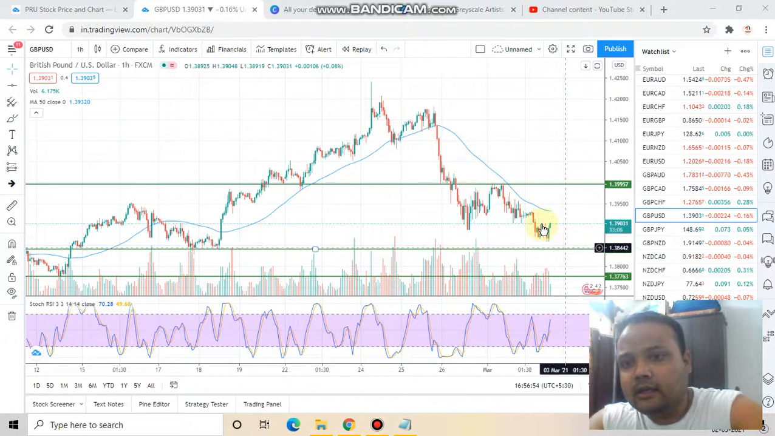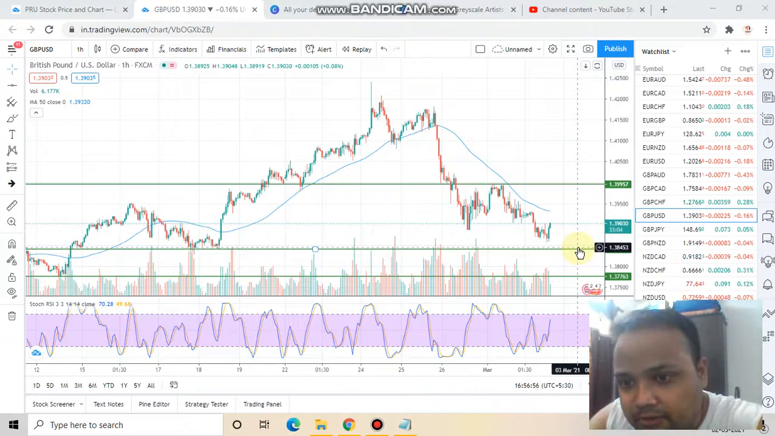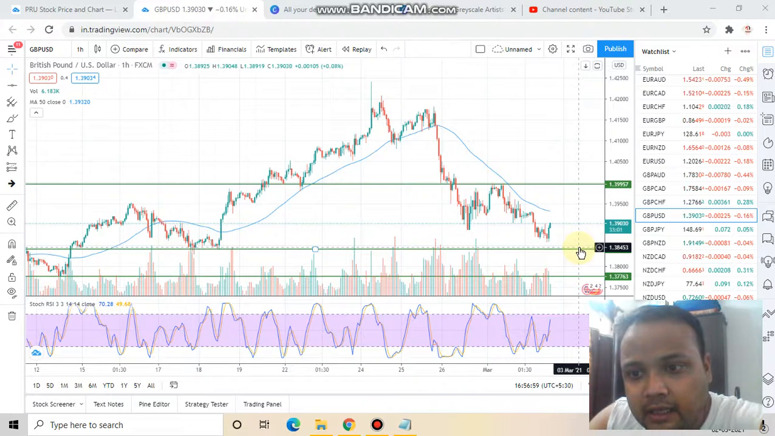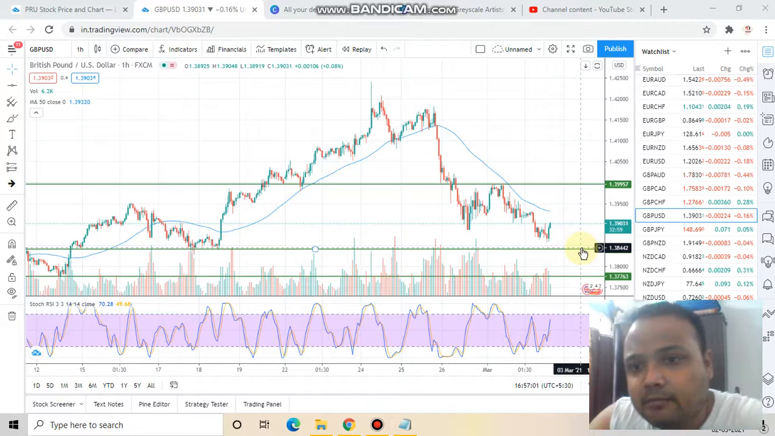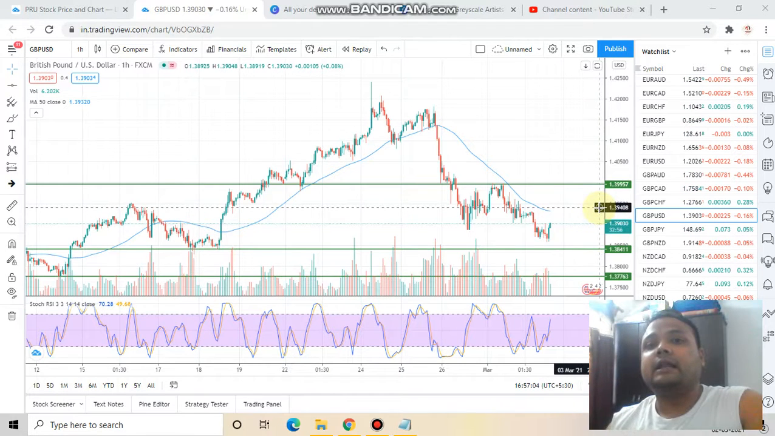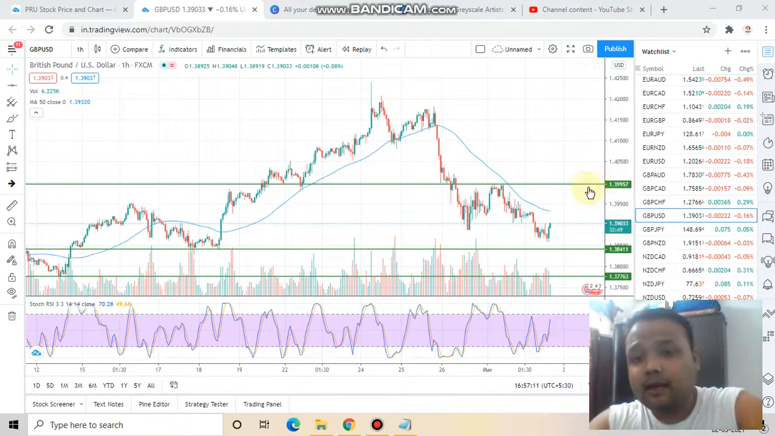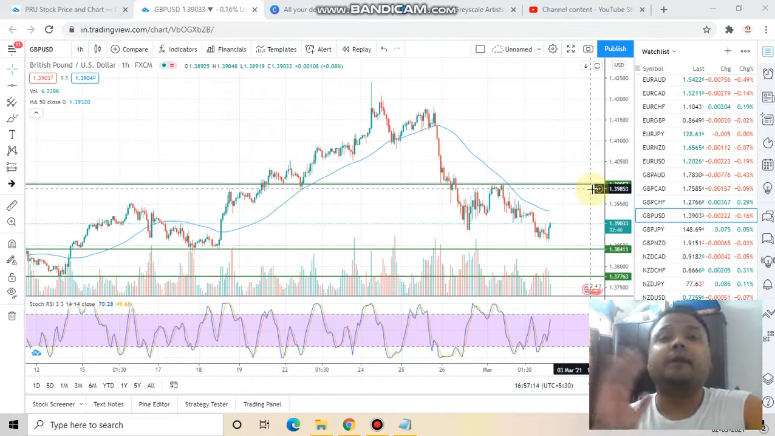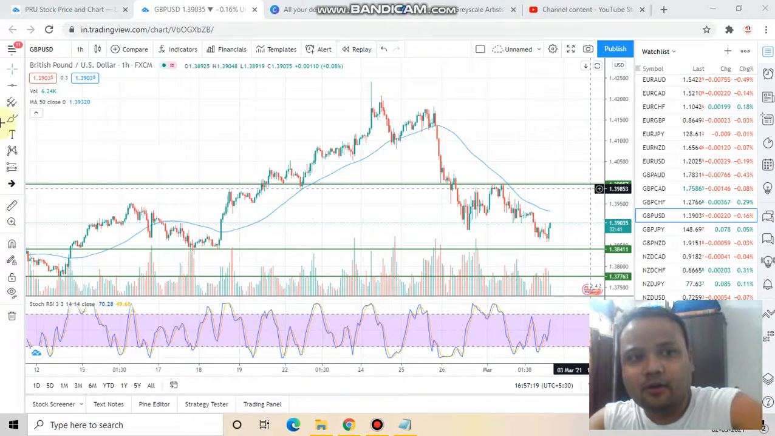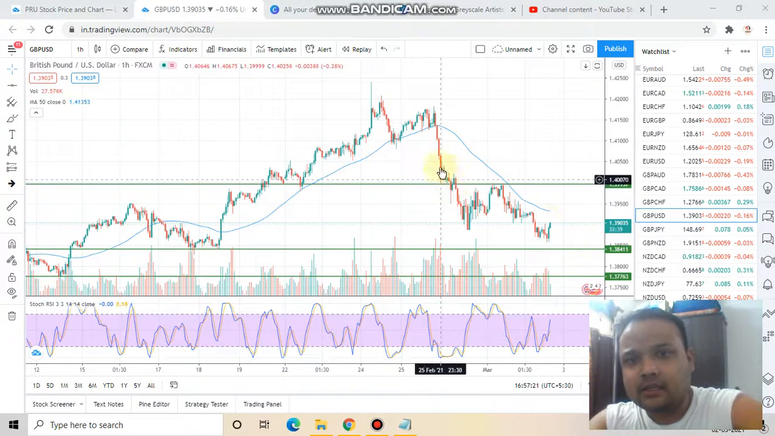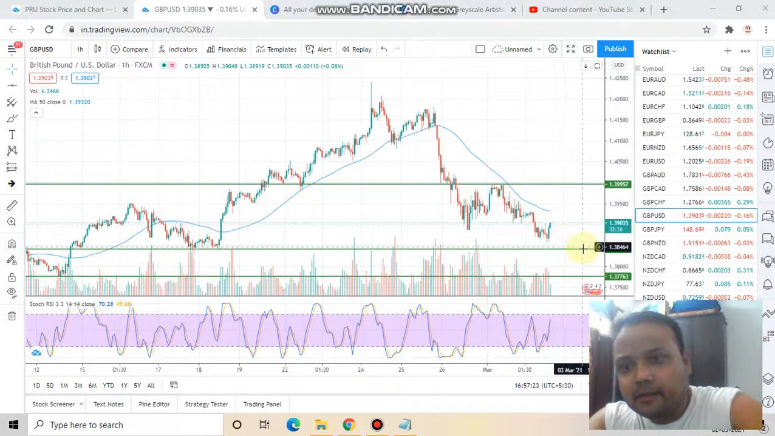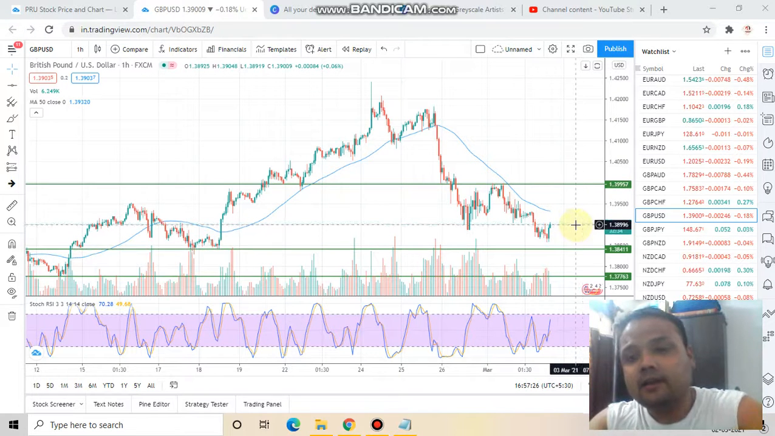Just see if market comes down to this 1.3845 level. If market bounces off from this level, then also I'll tell you to stay away from the market. Do not go ahead and buy right away. There are plenty of currency pairs available where you can make money. You don't need to toss your hard-earned money on a chart like this. If market bounces from this level, then you can just keep your eyes open.